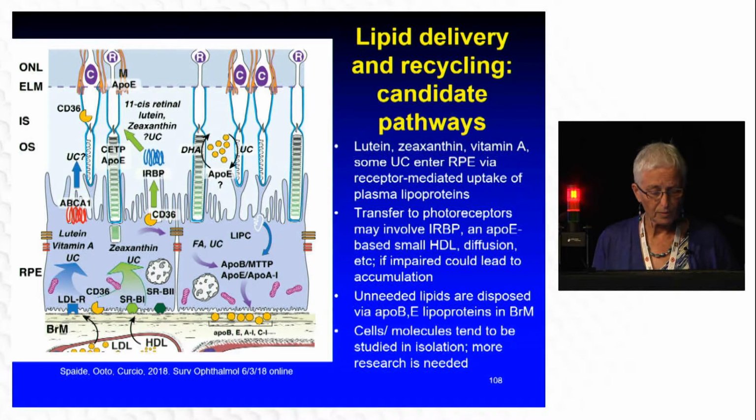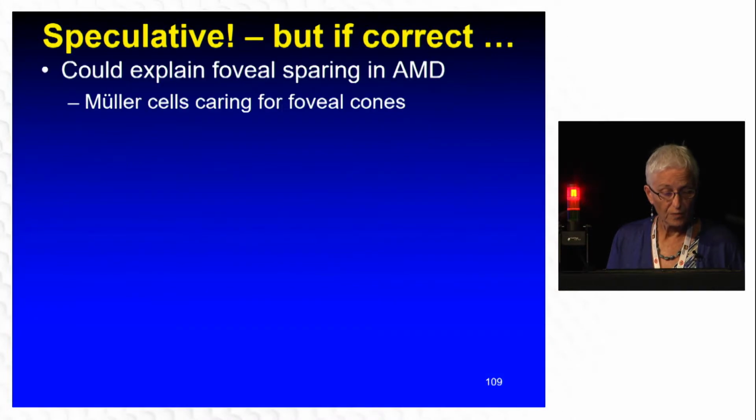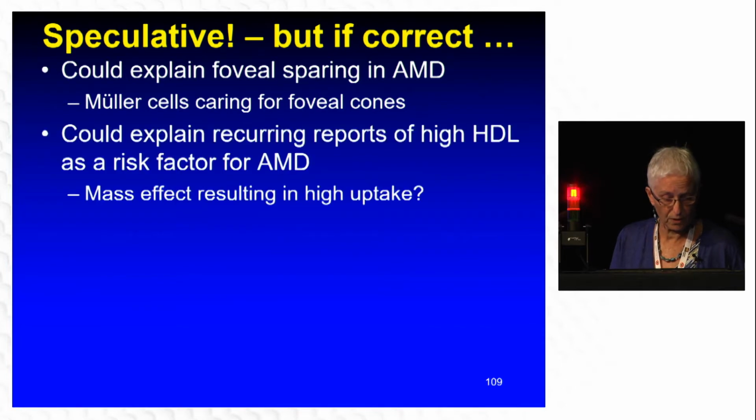So this is a complex diagram, and I'm just going to point out once again lutein and zeaxanthin delivery, and how does this cross over to the retina. Recent work by Paul Bernstein implicates IRBP. There are other mechanisms, perhaps an intraretinal HDL based on ApoE, analogous to what's available in the brain. So all of this is speculative, but if it's correct, it could explain foveal sparing in AMD because that's just another example of Mueller cells caring for foveal cones.